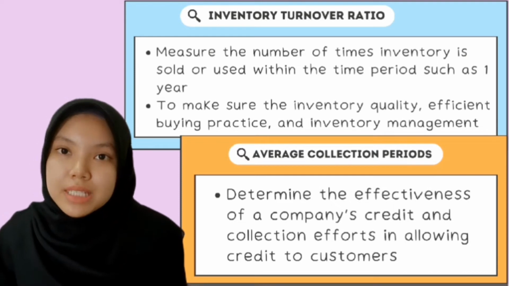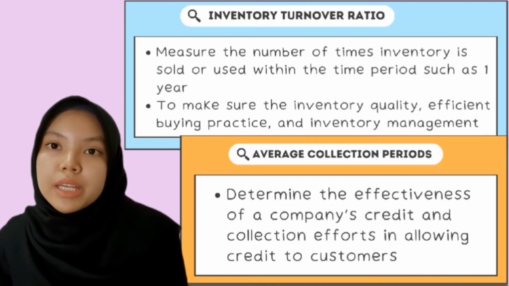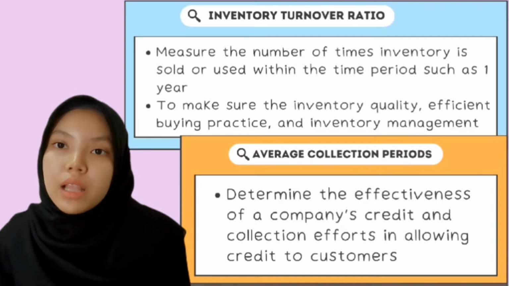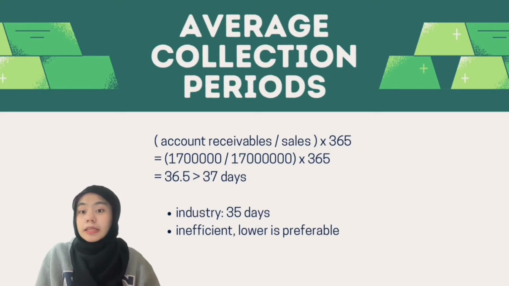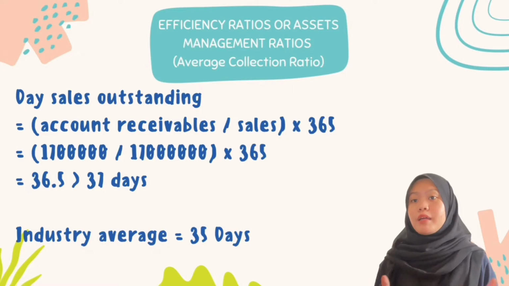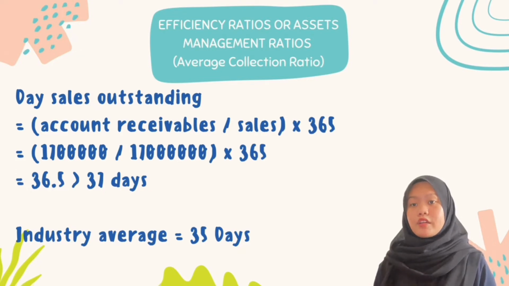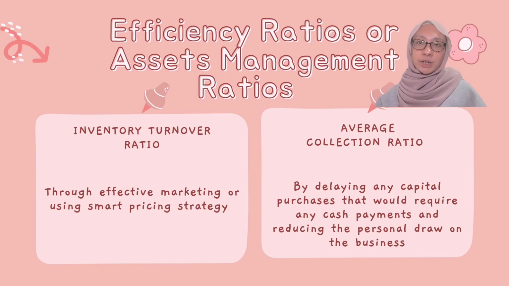Average collection period determines the effectiveness of a company's credit and collection effort in allowing credit to customers. Accounts receivable divided by sales times 365. The answer is 36.5, but I rounded it to become 37 days. Khidmat Bakti Berhad's days sales outstanding is 36.5, or 37 days. Meanwhile, the industry average is 35 days. This shows that Khidmat Bakti Berhad's ratio is lower than the industry, which is not preferable. For average collection, we can reduce the percentage drawn on the business.